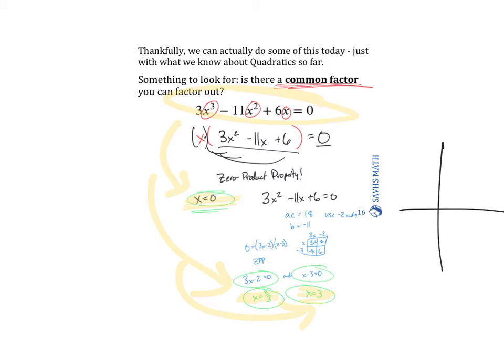When we solve this equation, we're looking for the x-intercepts. And so one of the x-intercepts is at 0. One of the x-intercepts is at 2/3. And the other x-intercept is at 3.